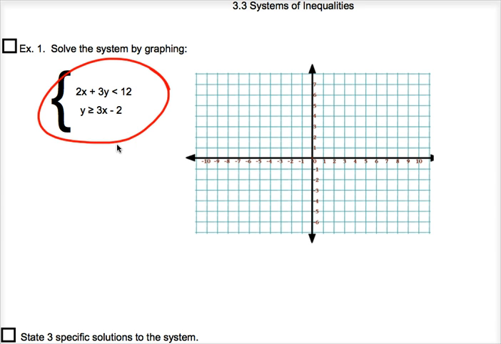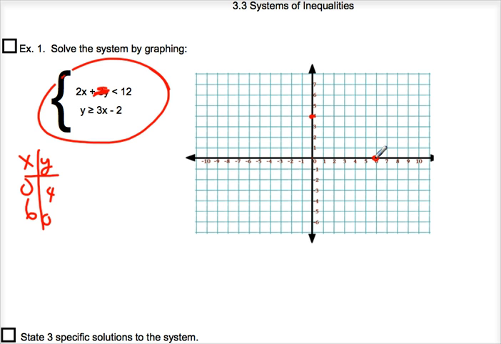That's called a system. So I'm just going to go ahead and graph 2x plus 3y is less than 12. That's in standard form. So I plug in the zeros. When x is 0, 12 divided by 3 is 4. And when y is 0, 12 divided by 2 is 6. So my y-intercept is (0, 4). My x-intercept is (6, 0).